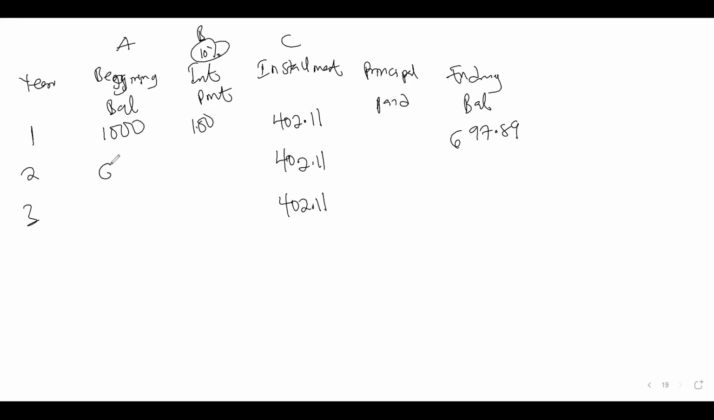That will be your ending balance, and it will come and start here: 697.89. So the ending balance now becomes the beginning balance. When you find 10% on this, it will be 69.79. So 697.89 plus 69.79, that will be the amount that you'll be owing, A plus B. Then you subtract the installment, because you are paying the installment, 402.11.